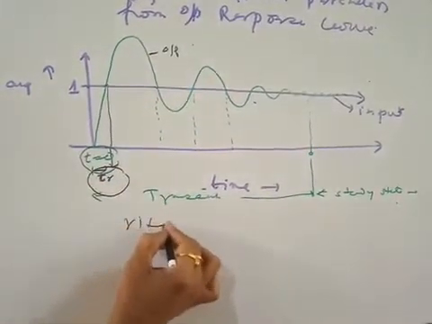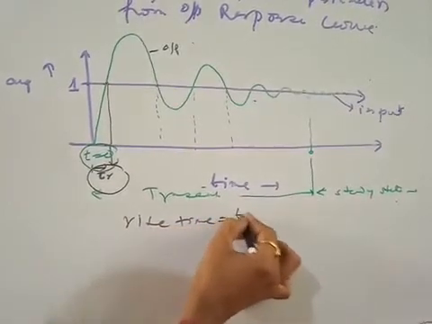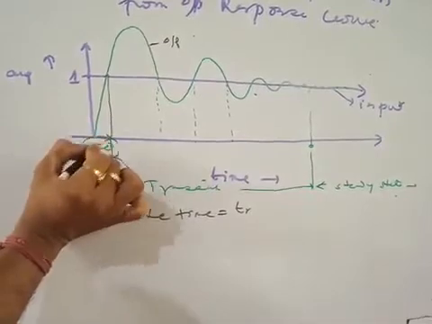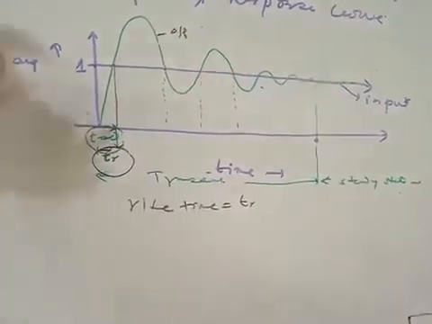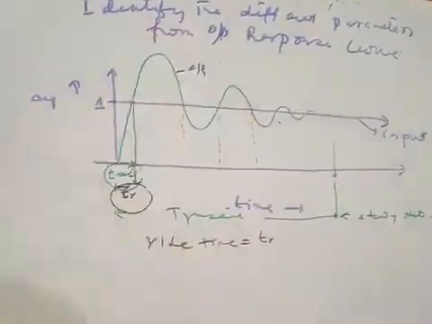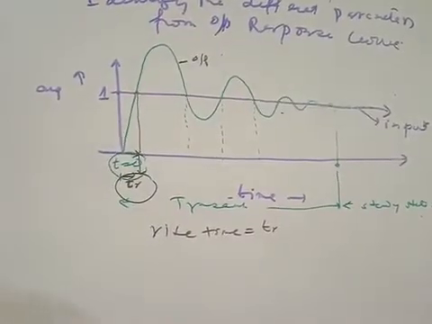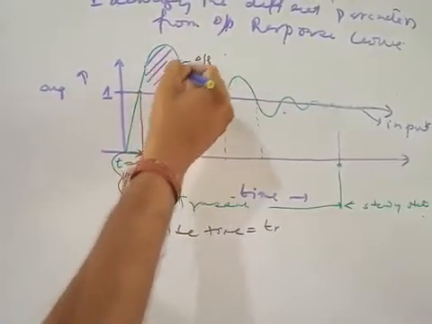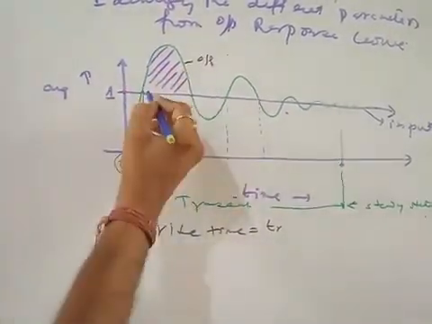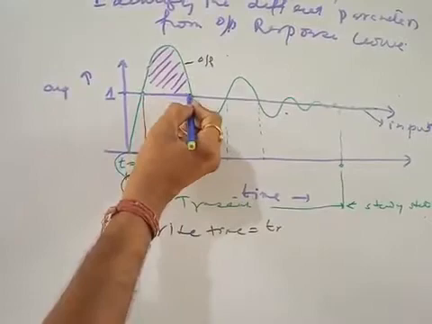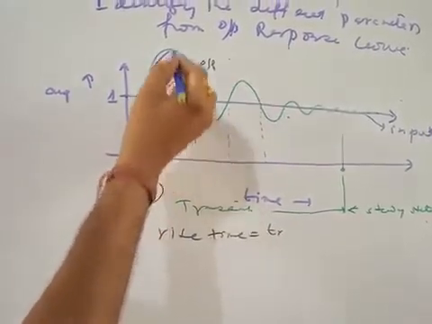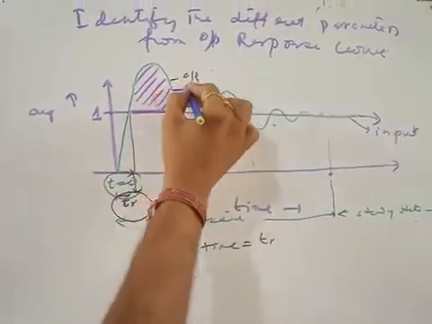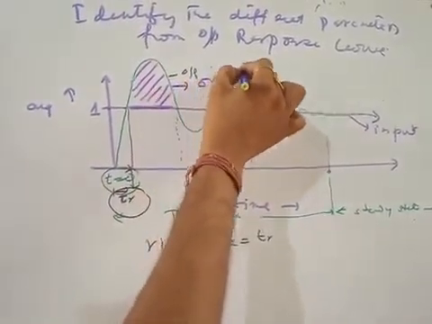Rise time is denoted by tr, that is from this point to this point, and on the time axis you get the value. This is your tr. Now, what happens about this part? What is this area? This area is just above the desired value, above this. So this part is known as the overshoot.